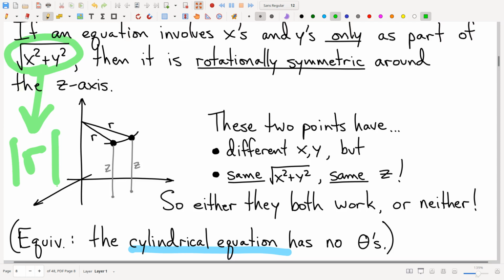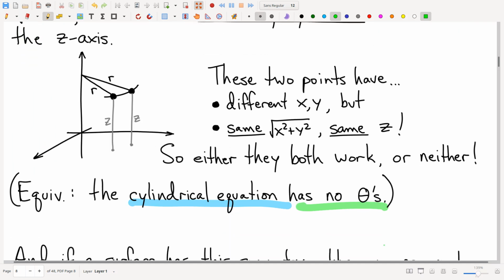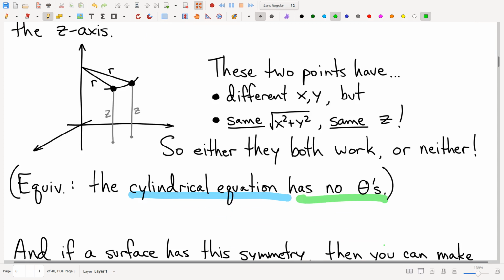Those are the only ways x's and y's will ever show up. So there's no opportunity for theta to ever show up in the equation. And so, as noted here, there will be no thetas in your cylindrical equation. And I'll remind you from a previous example, not long ago, I made the observation that when there's no thetas in your cylindrical equation, that means that all of the theta slices look exactly the same, and that means that it's rotationally symmetric around the z-axis. So, nice alternative point of view.